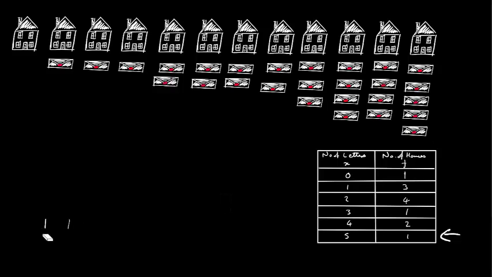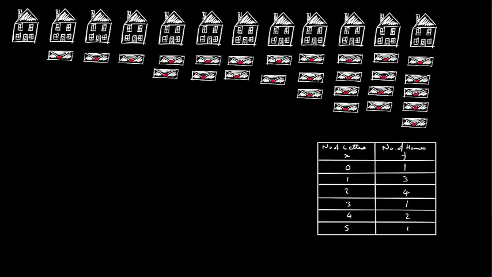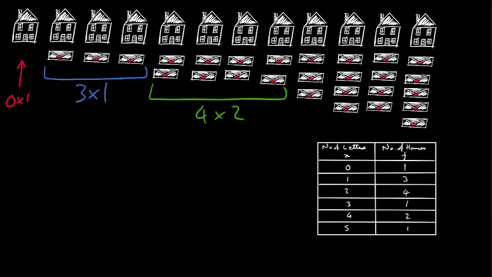Okay, cool. So that's just unpacking that data a little bit and trying to visualize what the data is actually saying. So what does it mean? Well, I have 0 houses with one letter being delivered. So that's 0 times 1. I've got 3 houses with one letter delivered. I've got 4 houses with 2 letters being delivered. I've got 1 house with 3 letters being delivered. I've got 2 houses with 4 letters being delivered. Then I've got a final 1 house with 5 letters being delivered.